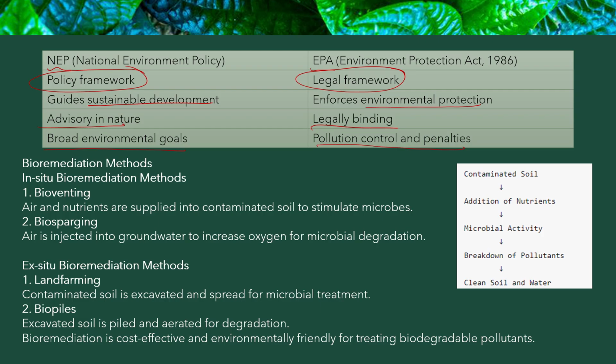Bioremediation methods. One, in situ bioventing, where air and nutrients are supplied into contaminated soil to stimulate microbes. In biosparging, air is injected into the groundwater to increase oxygen for microbial degradation. In ex situ, we have land farming where contaminated soil is excavated and spread for microbial treatment. Excavated means, suppose this is the ground, it is excavated down and it is spread out for microbial treatment.